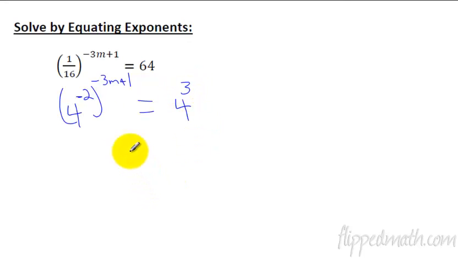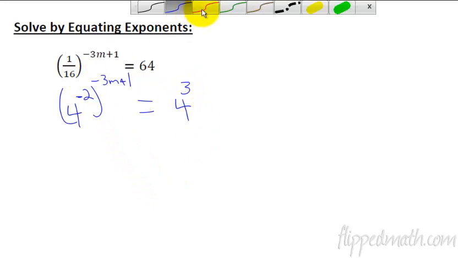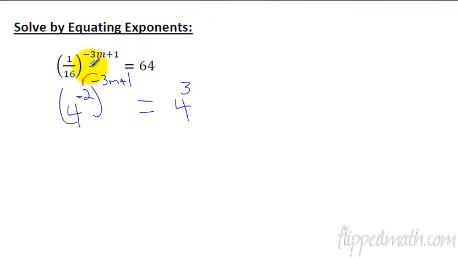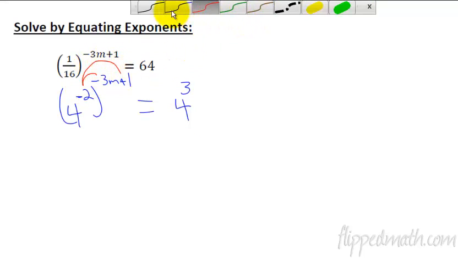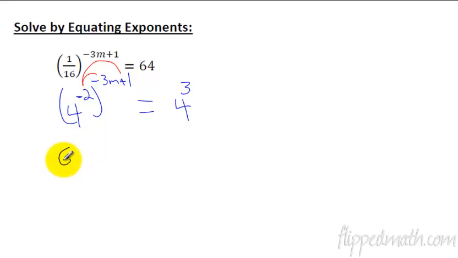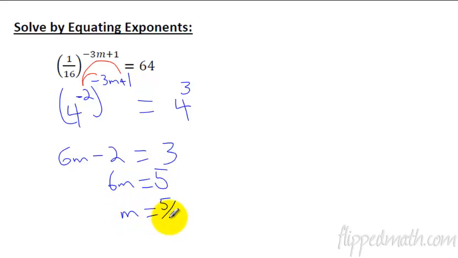Now you can take exponents and set them equal to each other. Just remember that this thing, power to a power, will multiply. So you have a positive 6m minus 2 equals 3. And then you just solve from there. Add 2 and divide by 6. M equals 5/6. That's getting the bases to be the same, and then you equate exponents.